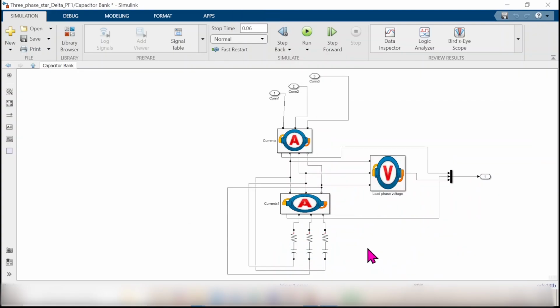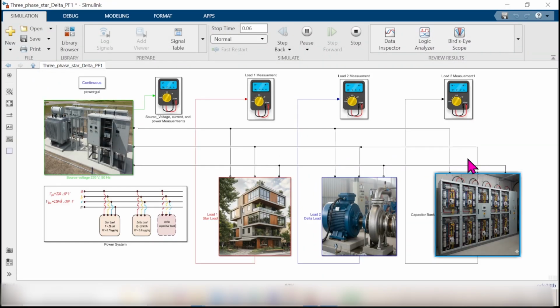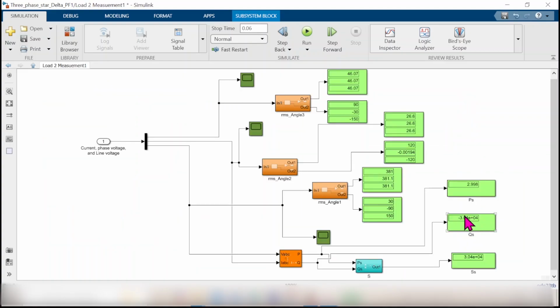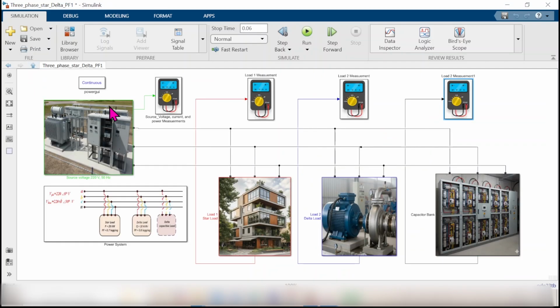So let's run now and see what the results will be. We're going to see these are the capacitor measurements. So definitely the capacitor is going to take a current, and there will be an amount of var, something like minus 30 kilovolt ampere reactive. And in this case, the power consumed by this capacitance is 3 watt, and that is expected. But I need to look at the load 2 and load 1 results before going to the source.